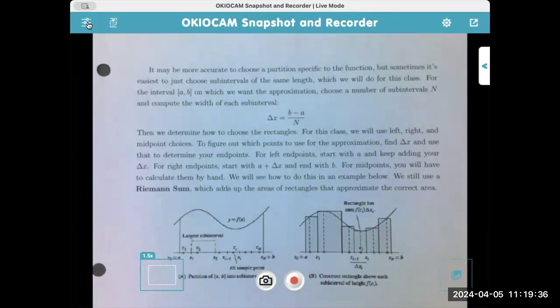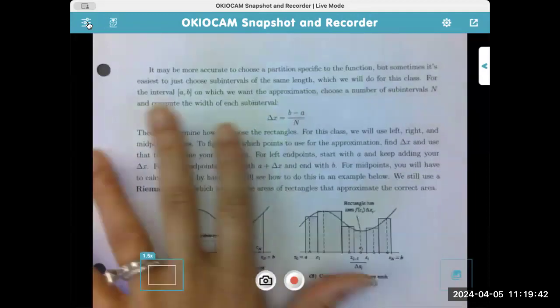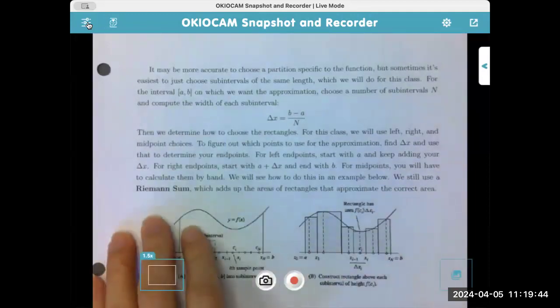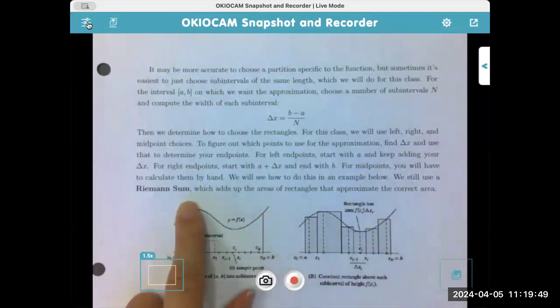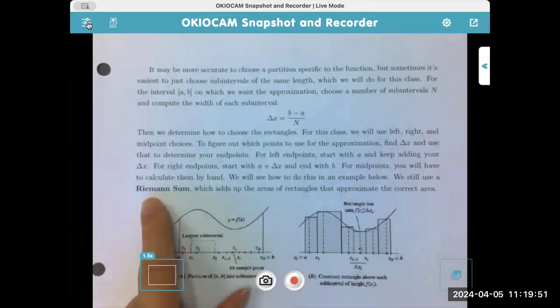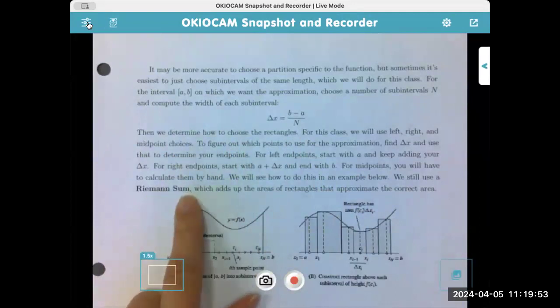We still use a Riemann sum, which adds up the areas of rectangles that approximate the correct area. So that's what we're actually doing. What we're doing when we add up the rectangles is called a Riemann sum. Riemann was a person way back in the day, that's their last name, and then sum because we're adding them up.